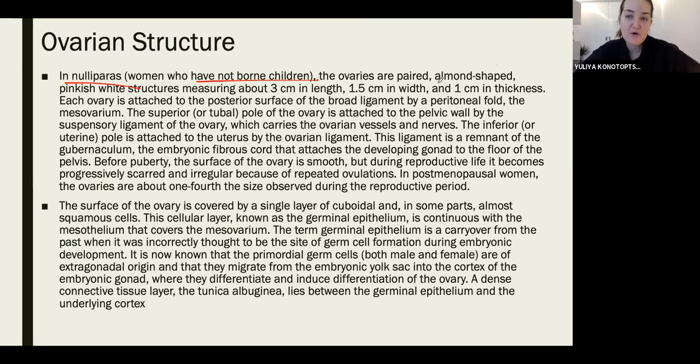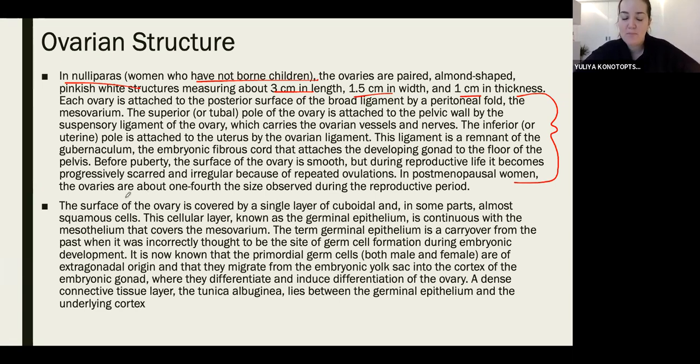The ovaries are paired, almond-shaped, pinkish-white structures, measuring about these numbers which they want from you in the anatomy room. You need to remember it's 3 centimeters in length, 1.5 in width, and 1 in thickness. Here we're talking about anatomy, which you're going to read at home, because why waste time? There's nothing of importance in histo whatsoever, just anatomical structures, what it is attached to, which ligament, what runs in that ligament, and etc.